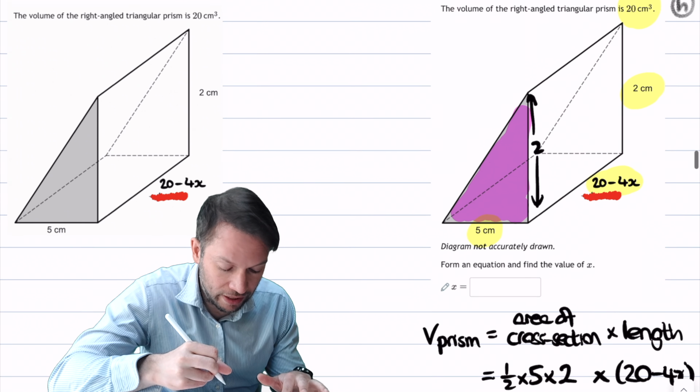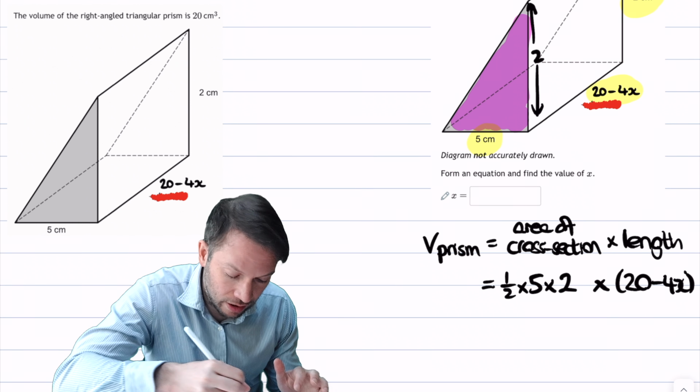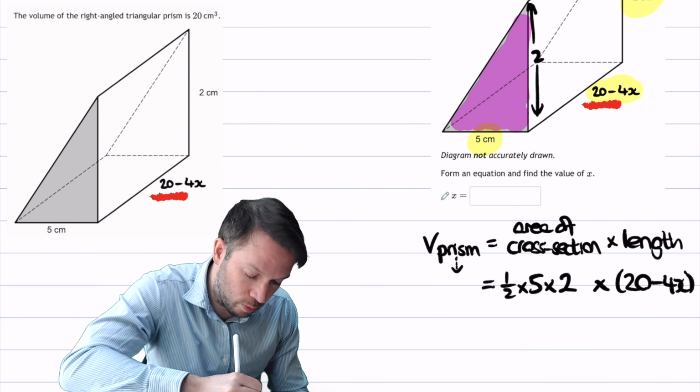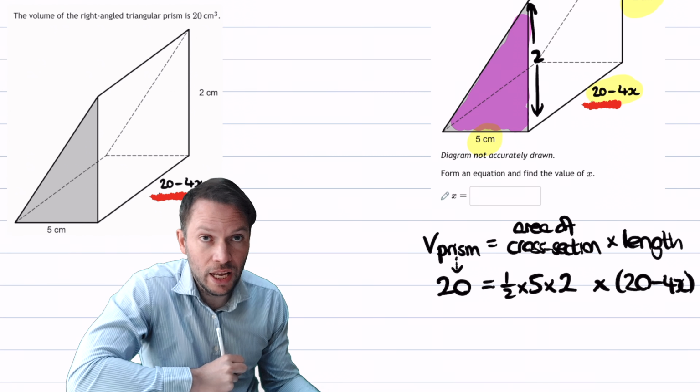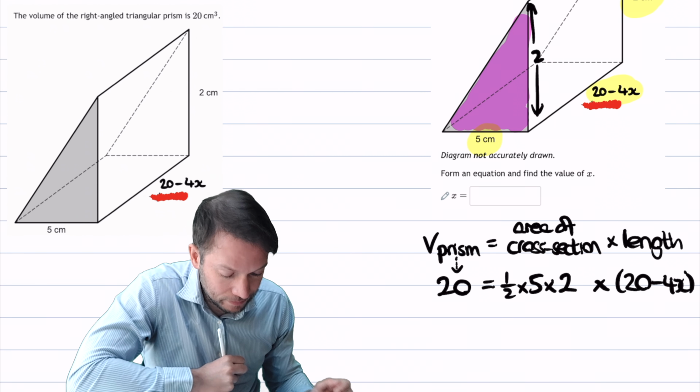Now we're told what the volume of the prism is. We're told that the volume is 20. So we can say, when we calculate this volume, we know that this volume is going to be 20. So we've now formed the equation, and we need to simplify that and solve it.